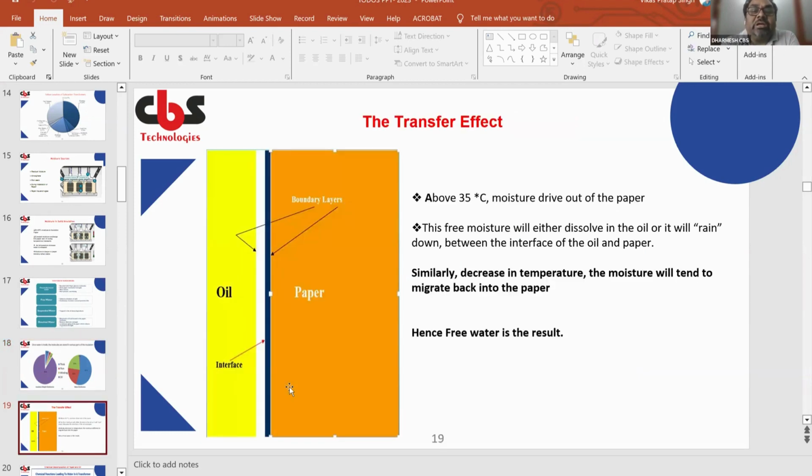The major part is what is called the transfer effect. Once the transformer starts working online, if it goes more than 35 degrees Celsius, moisture drives out of the paper. This free moisture will either dissolve in the oil or settle down at the interface of the oil and paper. And similarly, when the temperature decreases, the moisture has a tendency to migrate back into the paper. The result is that it will have free water. Next.